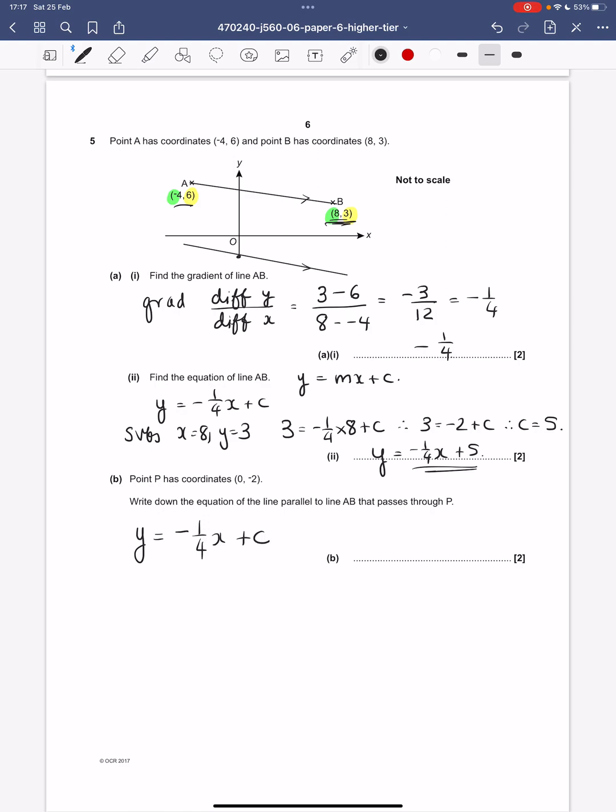Plus c, and then we've got to substitute x is 0, y is minus 2 now, because we've only got one point, so we have to use the one with the negative in. So minus 2 is minus a quarter times 0 plus c, so therefore c is minus 2. So y is minus a quarter x minus 2.